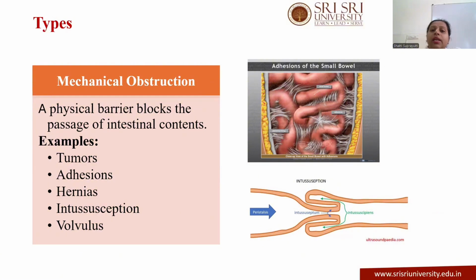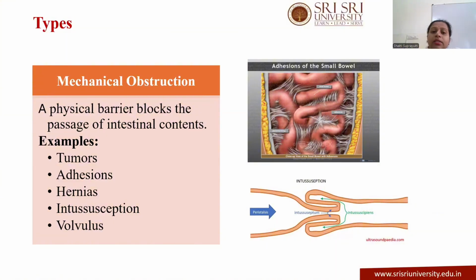And secondly, the adhesion. Adhesion forms after surgery and pulls the intestine. Then hernias, where a portion of the intestine becomes trapped. And intussusception occurs when one part of the intestine slides into another. And lastly, volvulus is the twisting of the intestine.